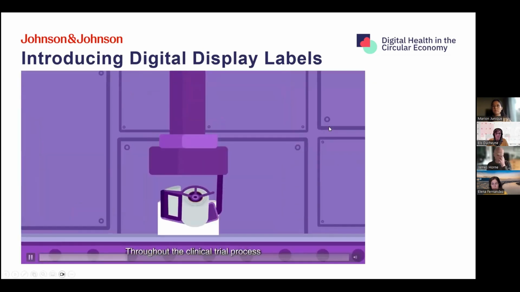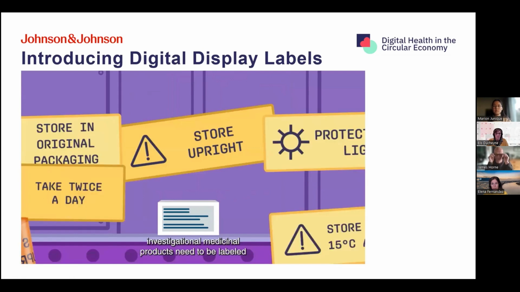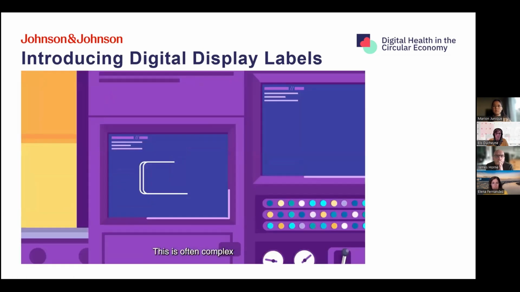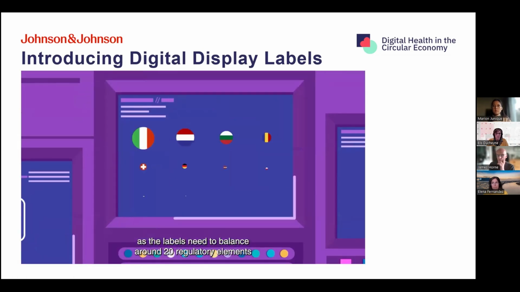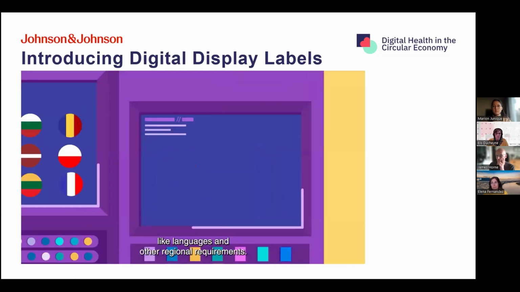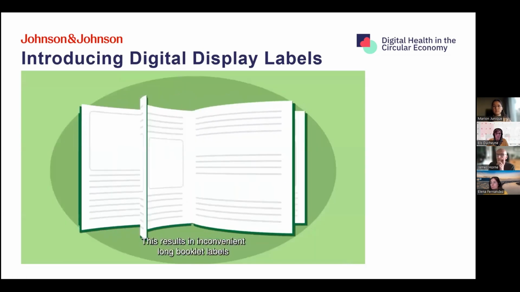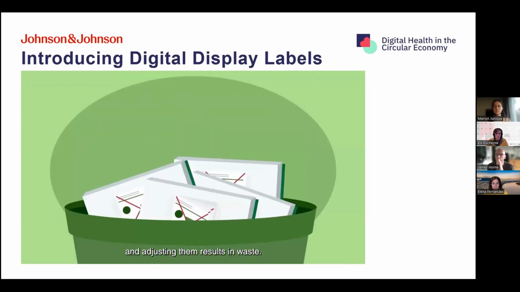Throughout the clinical trial process, investigational medicinal products need to be labelled with important information for the patient. This is often complex, as the labels need to balance around 20 regulatory elements like languages and other regional requirements. This results in inconvenient long booklet labels, and adjusting them results in waste.